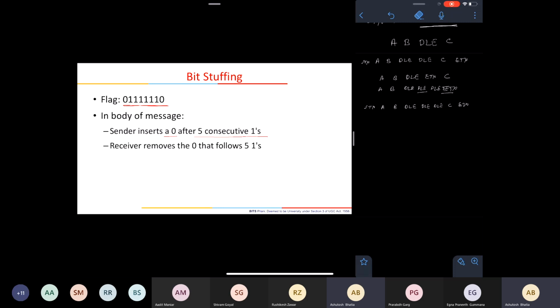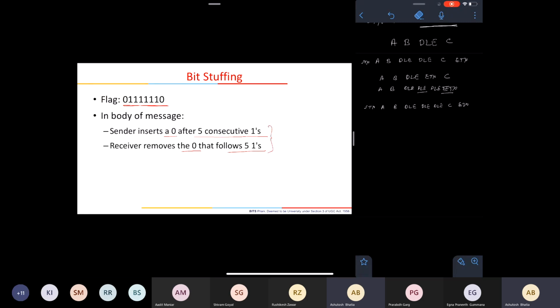So whenever in the data you see five consecutive ones, and the flag pattern has six consecutive ones, so don't get confused. The design is that whenever you see five consecutive ones, you add a 0 after that. And what the receiver has to do: whenever there is a 0 following five ones, and that certainly will be there, because if there are five ones I would have included a 0, so there will always be a 0 after every five consecutive ones, then you remove that 0.